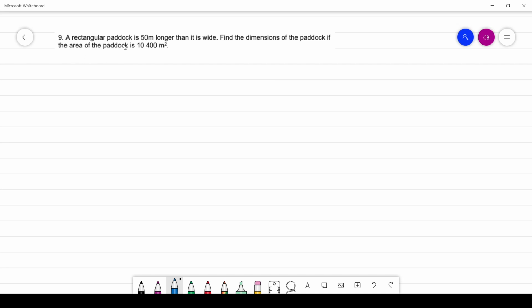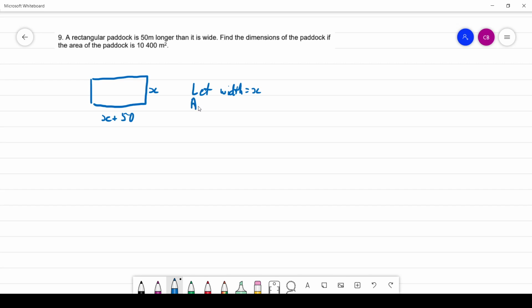We've got a rectangular paddock that is 50 meters longer than it is wide. So let's draw a quick diagram. It is 50 meters longer than it is wide. So if I let the width equal x, this is x, and the length is 50 meters longer than it is wide. So the length would be x plus 50. Find the dimensions of the paddock if the area of the paddock is 10,400 meters.